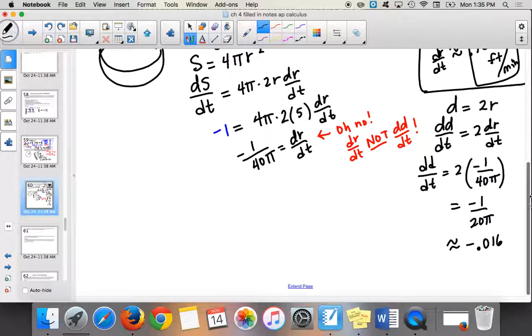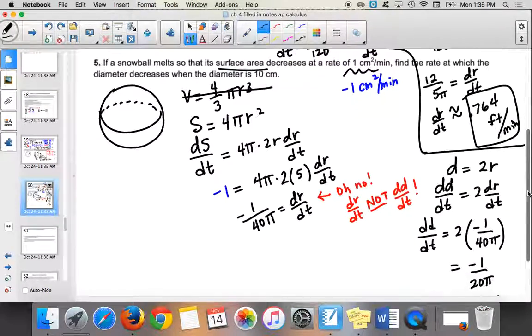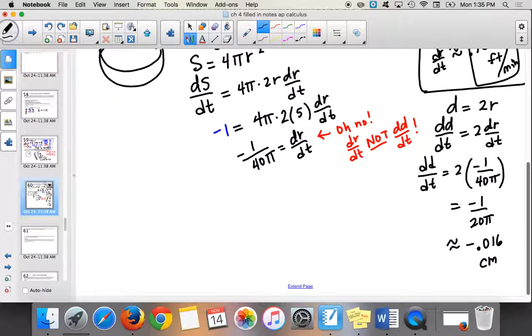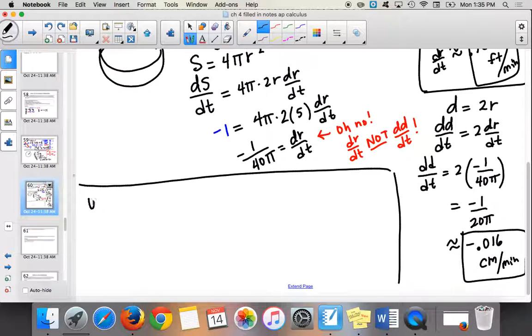And our units would be centimeters per minute. Yeah, centimeters per minute. So you can do that if you want to. Okay? So let me show you really quickly. You don't have to write this because you already wrote all that down. But kind of look up here, and I'll show you the other way. I'll do it really quickly.